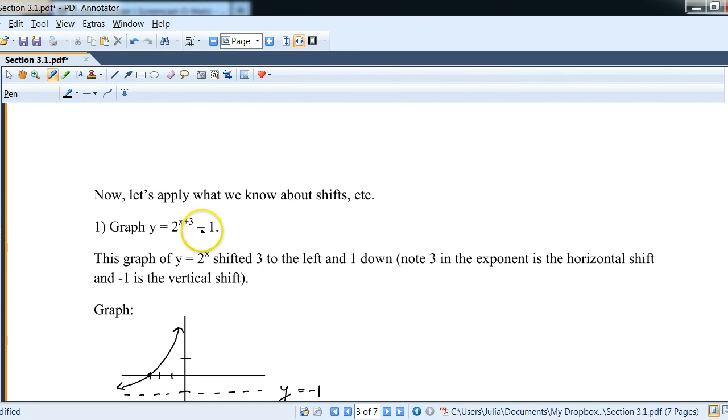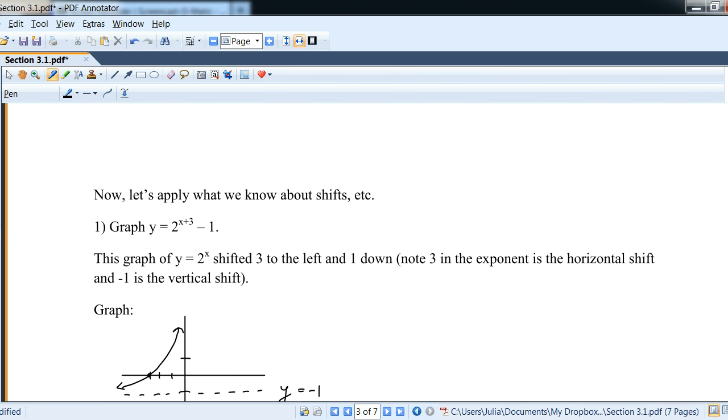It's shifted. Notice how the 3 is together with the exponent, so definitely it signals a horizontal shift, left or right. It happens to be 3 to the left. Remember, if positive, we're usually shifting in the opposite direction, to the left. And 1 down. The vertical shift is outside of the function. Negative means down, positive means up, and so on.